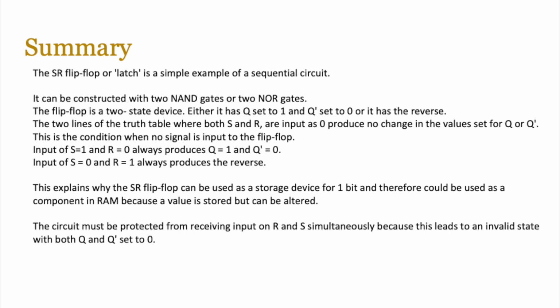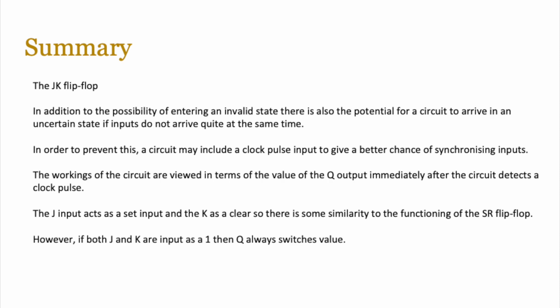Now this explains why the SR flip-flop can be used as a storage device for just 1 bit, and therefore it could be used as a component in RAM because a value is stored but can also be altered. The circuit must be protected from receiving input on R and S simultaneously, because this leads to the invalid state where both Q and not Q can be set to 0. And to avoid that, we can use the JK flip-flop.